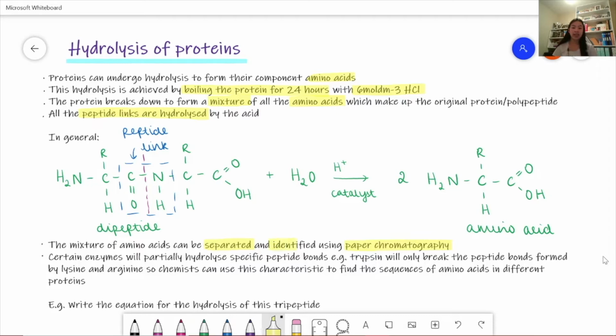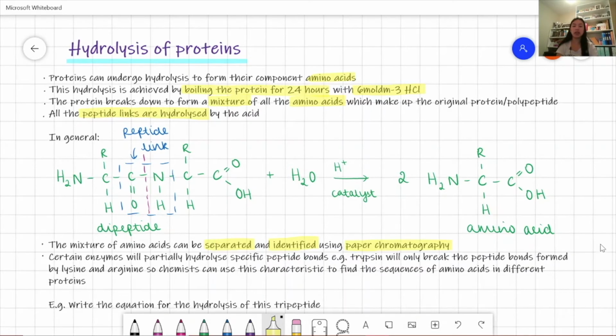And certain enzymes actually partially hydrolyze specific peptide bonds. So for example, trypsin, which is an enzyme, will only break the peptide bonds formed by lysine and arginine, which are both amino acids. So chemists can use this characteristic to find the sequences of amino acids in different proteins if certain enzymes will only partially hydrolyze some specific peptide bonds.